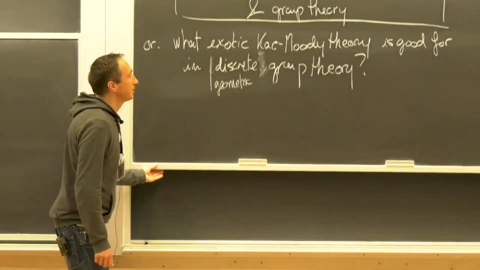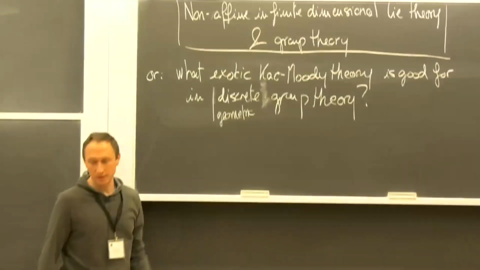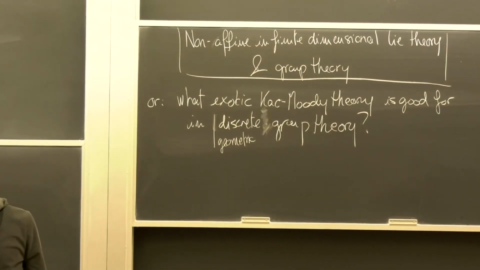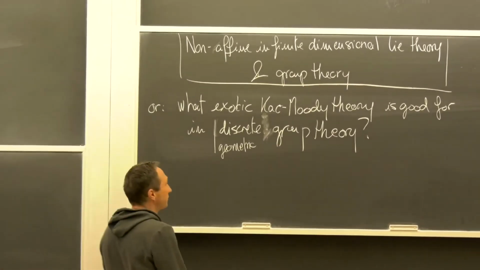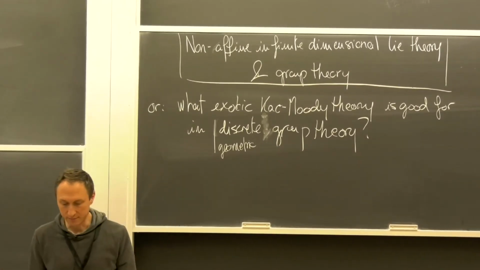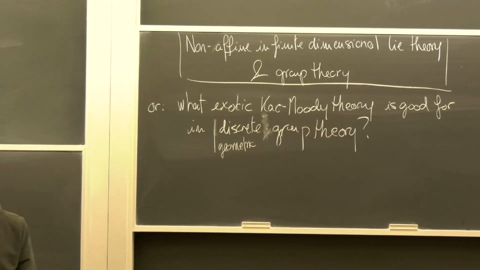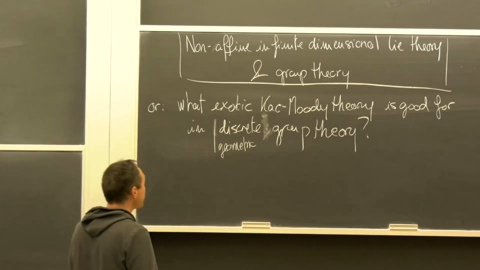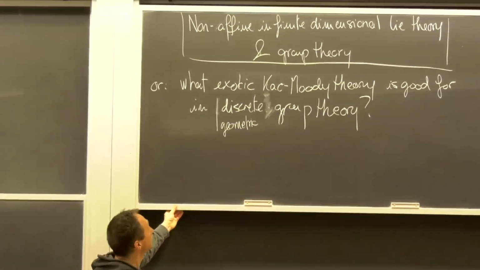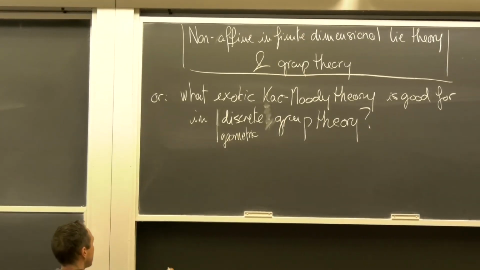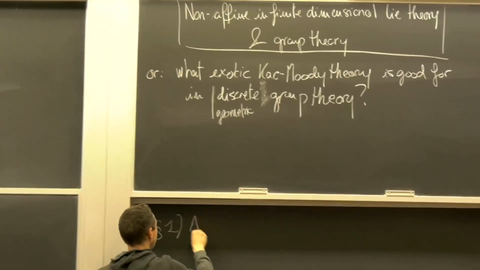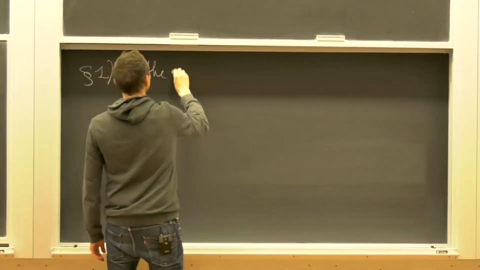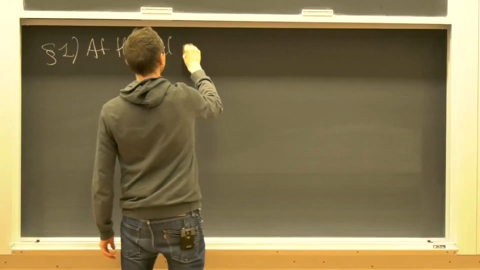Okay, so the running question will be this one. What is exotic Kac-Moody theory good for in discrete group theory? And I will try to give some more context. But the first level, I think, to answer this question is the level of Lie groups already.